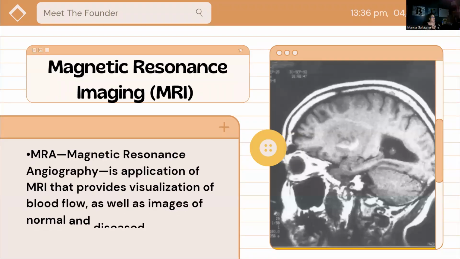So back to MRIs a little bit. Let's talk about an MRA, a magnetic resonance angiography. It is the application of the MRI that provides visualization of blood flow as well as images of normal and diseased blood vessels. Now, all of these pictures or diagrams are coming from your textbook. So please know that you're going to run into this image again in your textbook.